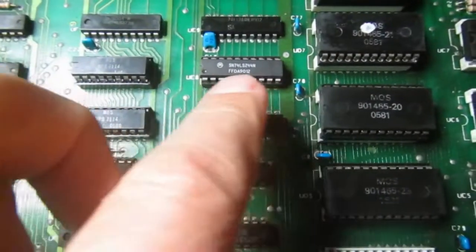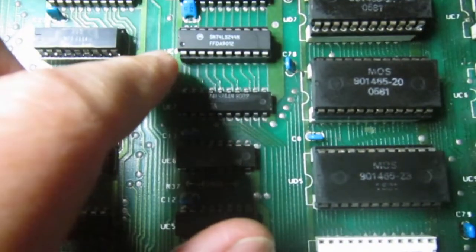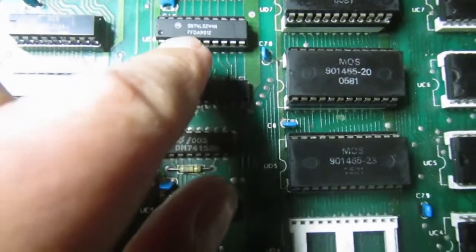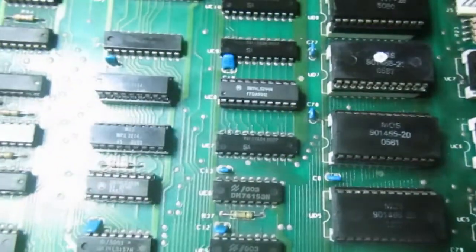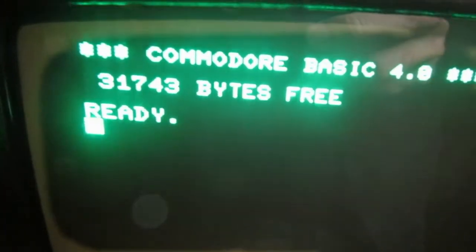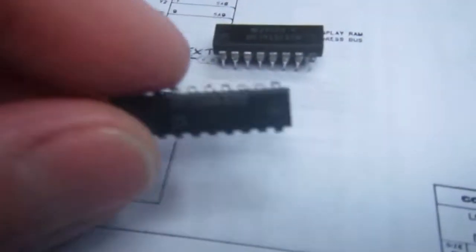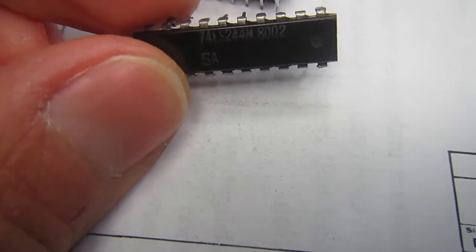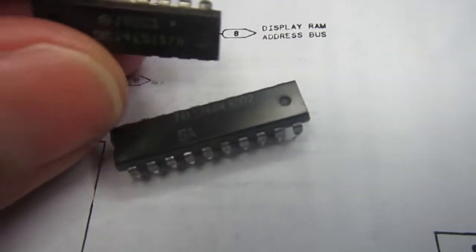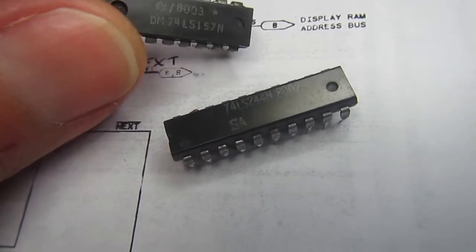Okay, so now I replaced also UE8 with a new 74LS244, and success. Also the right amount of bytes free. So in the end the original UE8 was conflicting on the memory data bus, and this one was really marginal.